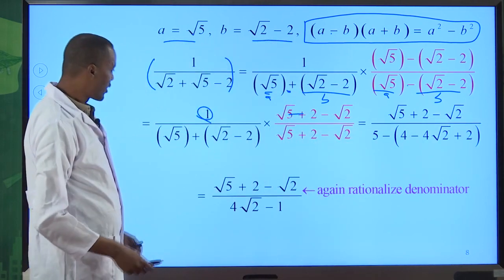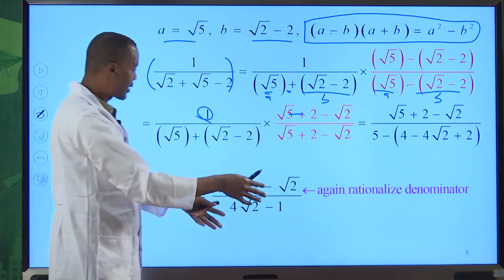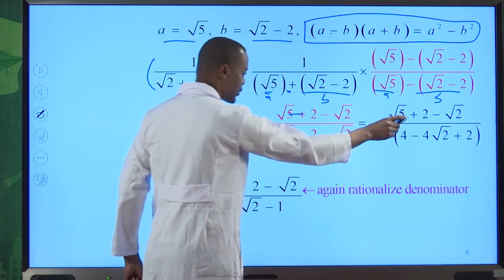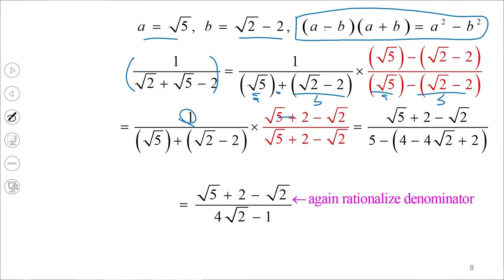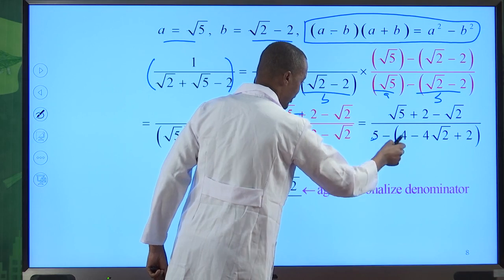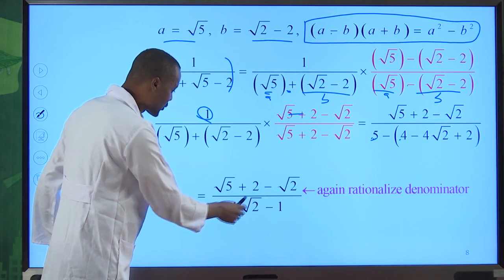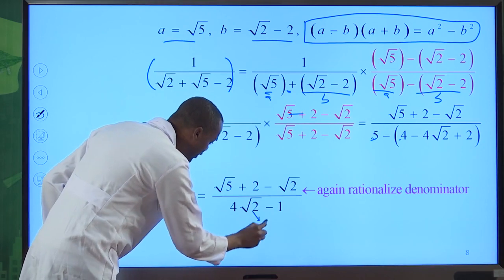And for the denominator, according to this expression, I have to square my a term and my b term, so that everything reduces to 5 minus. You can do that by yourself because I showed you earlier, and it is pretty simple. You simply square every term, and 5 minus 4 minus 4 root 2 plus 2. And when you cancel out these terms, 5 minus 4 and 2, finally you are left with 4 root 2 minus 1. So in this expression, this root 2 is irrational.